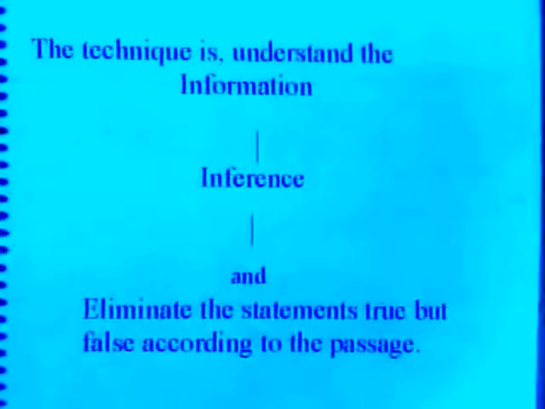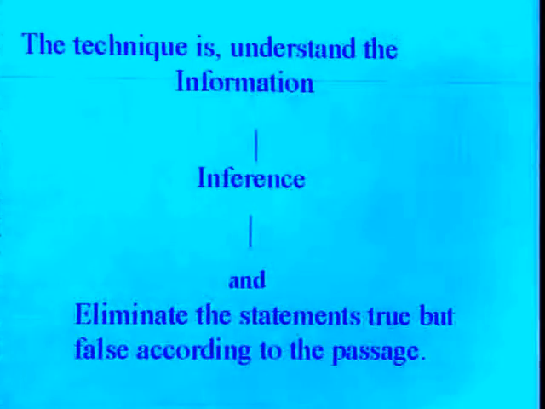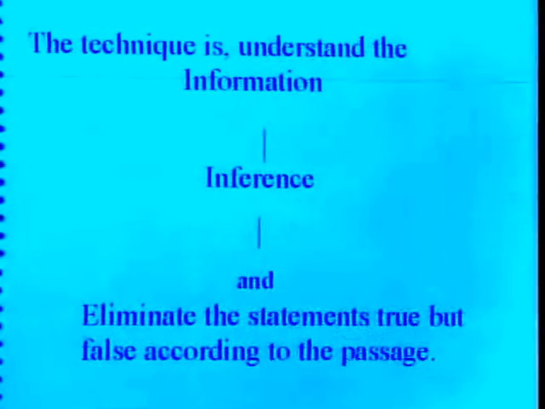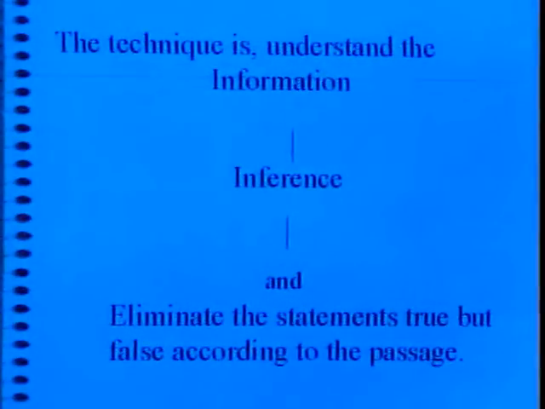Dear students, the technique here that you have to follow is, initially understand the information or factual information that is given in the passage. Secondly, you go for understanding the implied meaning or the meaning that is given indirectly. Try to understand what is the idea that the writer wants to convey. So, the second step is inference, inferring the meaning. After understanding the implied meaning, eliminate the statements that appear to be true but false according to the passage. In the elimination process, the technique is understand the information, get the inference and eliminate the statements that appear to be true but false according to the passage.